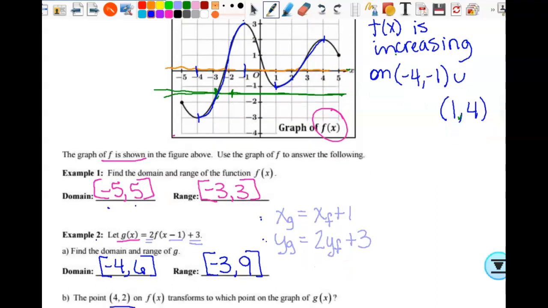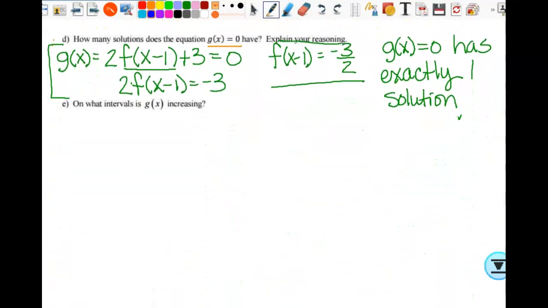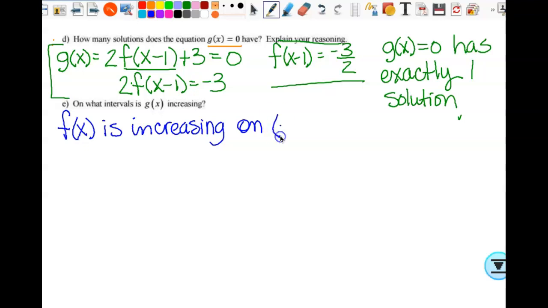Okay, so sorry, I should have written that down here. So we're going to rewrite that. Or I guess you could draw an arrow if you don't want to, but f of x is increasing on, I have to look at this, -4 to -1 and 1 to 4. I didn't answer the question, right? But then I can do this.